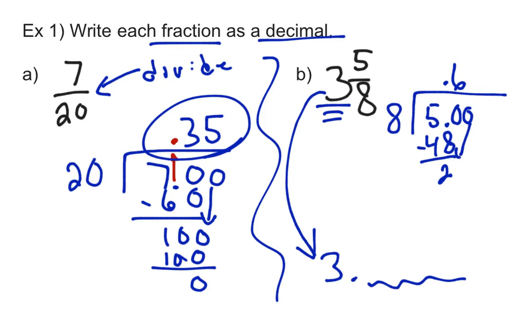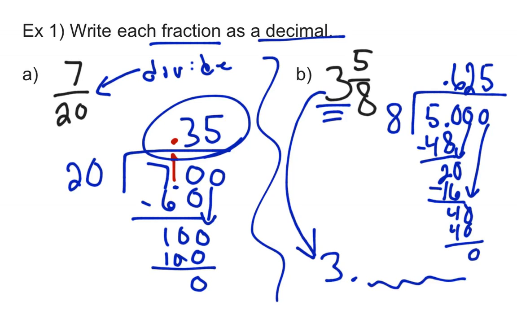Add a 0, bring it down. 8 goes into 20 twice. 2 times 8 is 16. I get 4 left over, so I'm still not done. Add a 0, bring it down. 8 goes into 40 5 times, because 5 times 8 is 40, which gives me 0 left over. That's when I know I'm done. So this fraction part here, the 5/8, became this decimal, the 0.625.